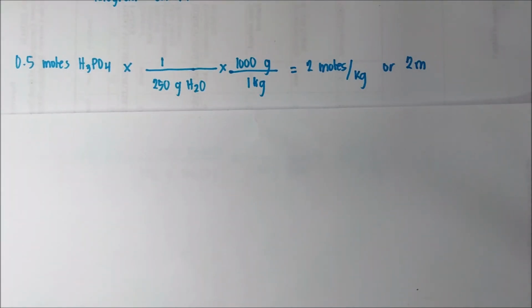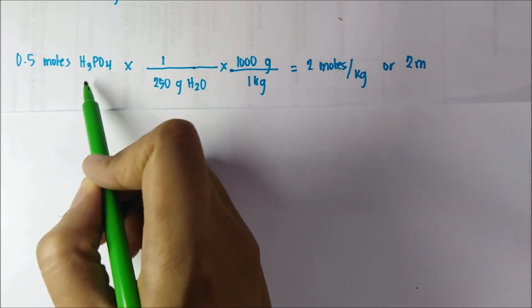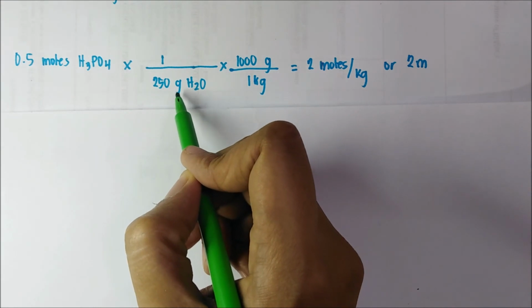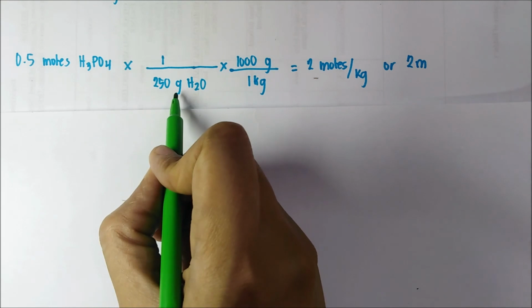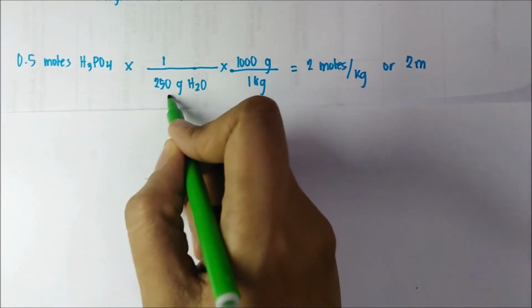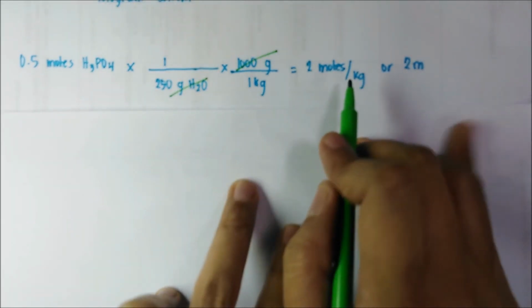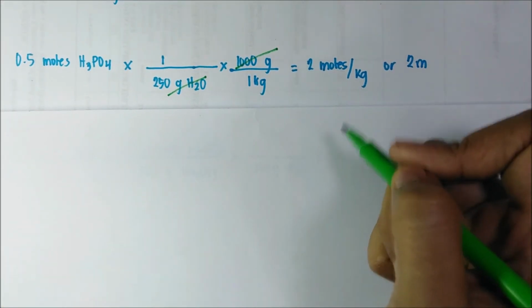So for the first problem, we have 0.5 moles of phosphoric acid in 250 grams water. So I start with my 0.5 moles of phosphoric acid. Then I multiply that to the grams of the solvent, so 250 grams of water, but since it's grams, I need to convert that to kilograms. So we have 1,000 grams per 1 kilogram. So the final answer, so we simply multiply and divide, you have 2 moles per kilogram.